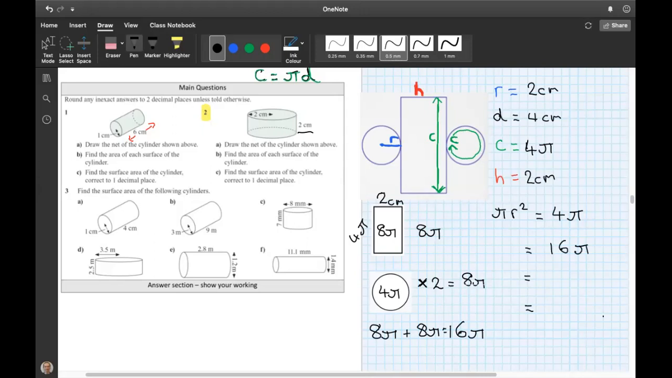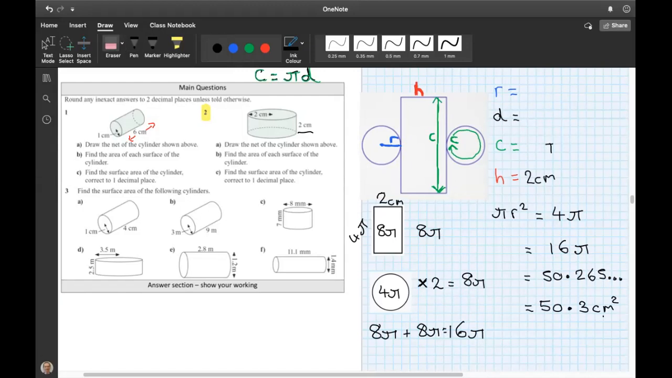I now need to find its numerical value. So I type 16 pi into my calculator, press the SD button, and then we get 50.265... We were asked here to round to just one decimal place, so it's going to be 50.3. They were all in centimetres, so your total surface area will be centimetres squared. So question 2, 50.3 centimetres squared.